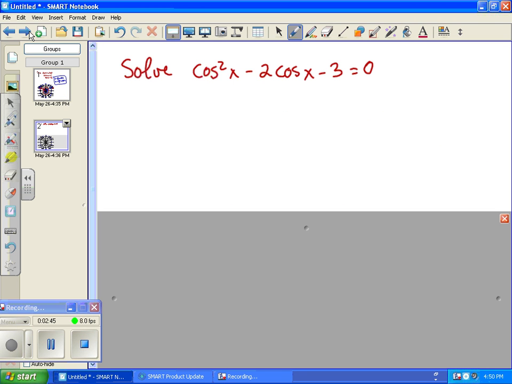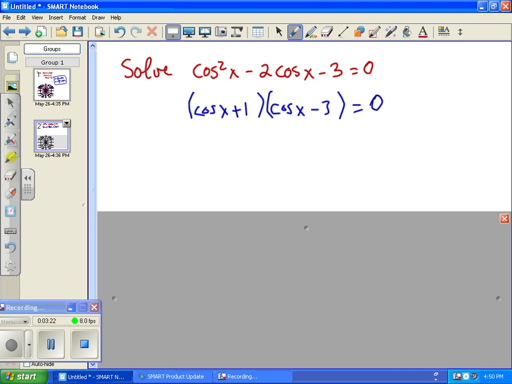Now the second problem is slightly harder, just in the sense that now you have to factor. It's a quadratic type of equation. If it helps to substitute just x instead of cosine x for the factoring purposes, go ahead. But we're going to do it in terms of cosines. So remember, we're factoring a quadratic. So in this case, we're going to get cosine of x plus 1, and then cosine of x minus 3, and it's equal to 0.